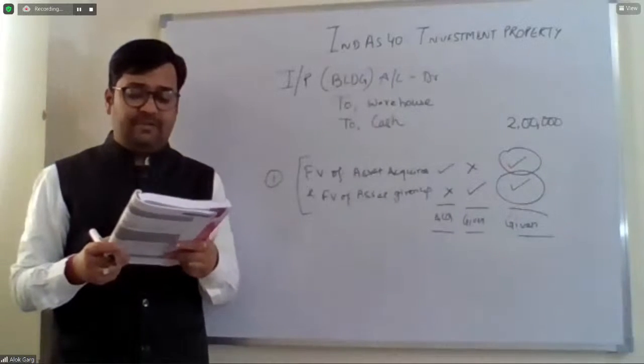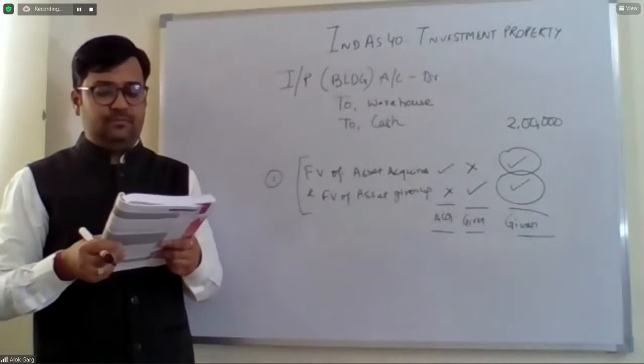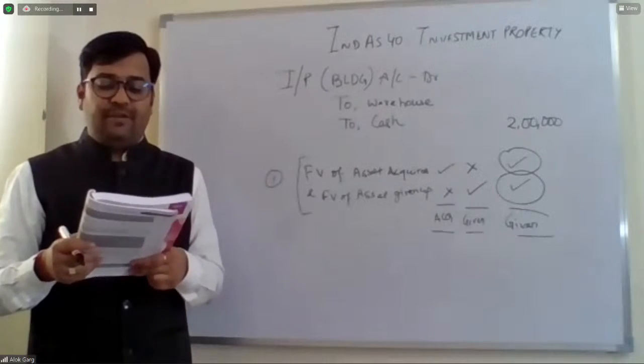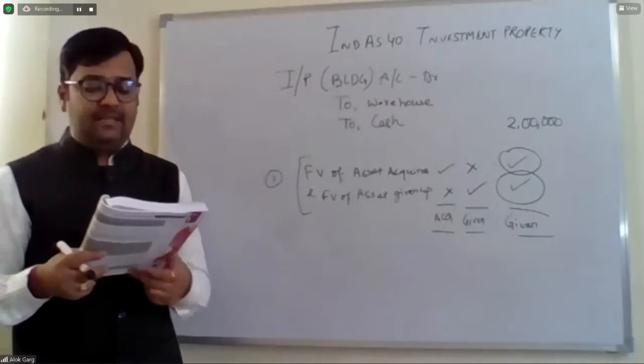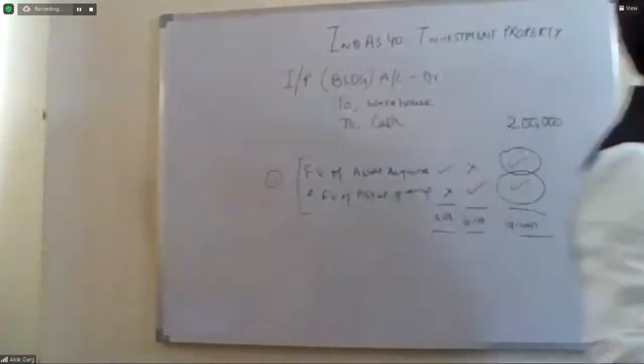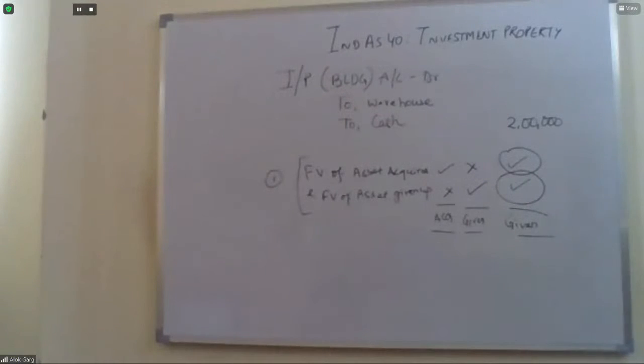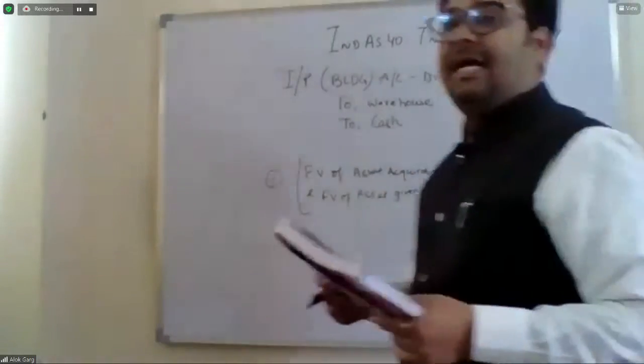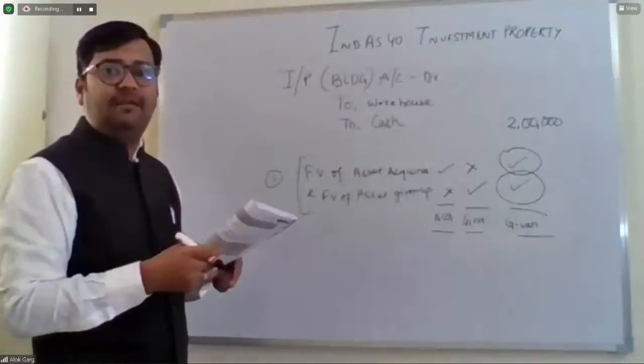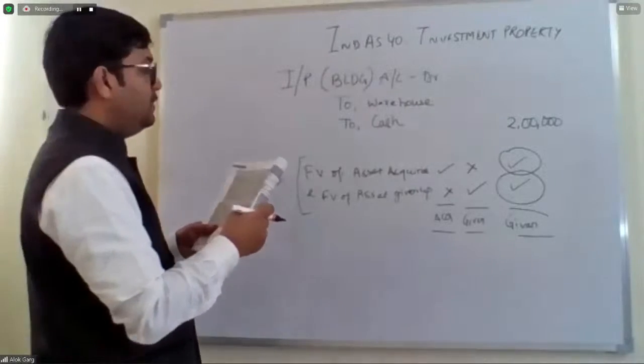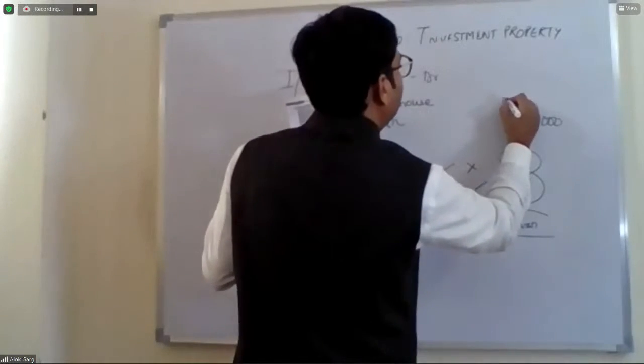Now, what will be the value of warehouse? The fair value of warehouse is given as 5 lakh. The fair value of warehouse is given, but the carrying value of the warehouse is not given. So in this case, I'm assuming the carrying value is equal to fair value. Okay. So warehouse credited 5 lakh.